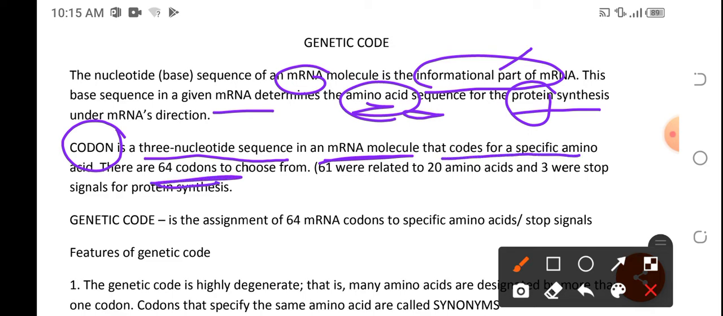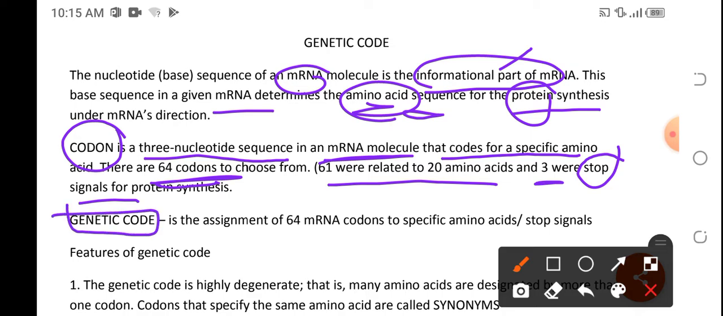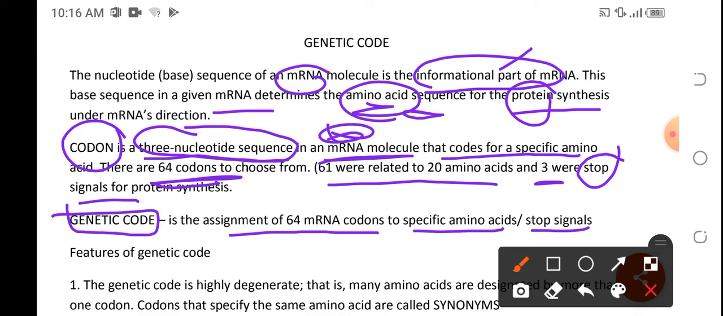Remember that there are 64 codons, wherein 61 of them are related to the 20 amino acids. And there are three codons which could be translated as a stop codon or stop signal for protein synthesis. So, genetic code is the assignment of the 64 codons to a specific amino acid or stop signal. By three yung nucleotide sequence sa mRNA, mag-determine or mag-code siya for a specific amino acid.